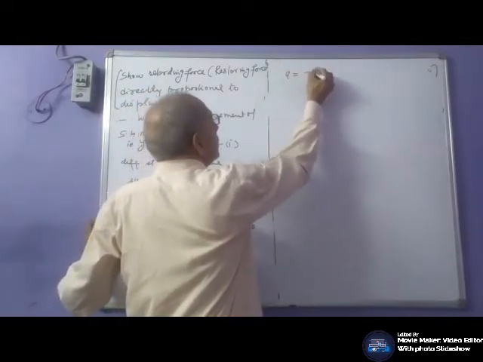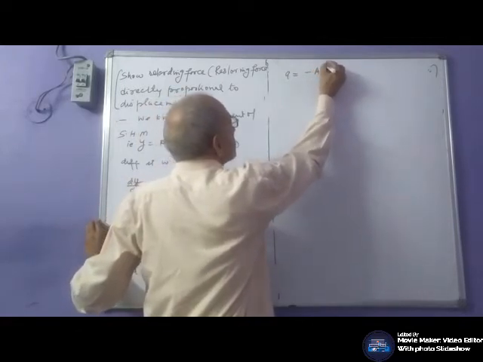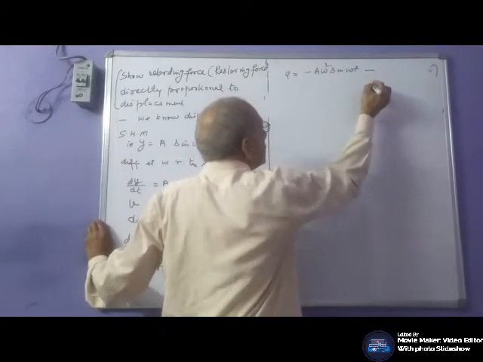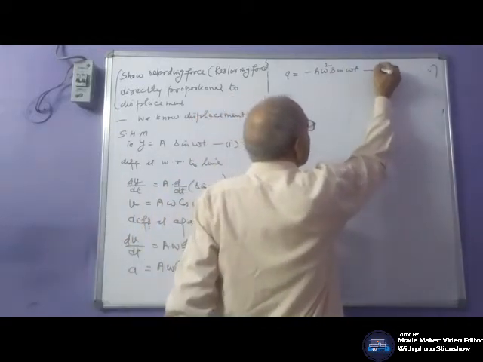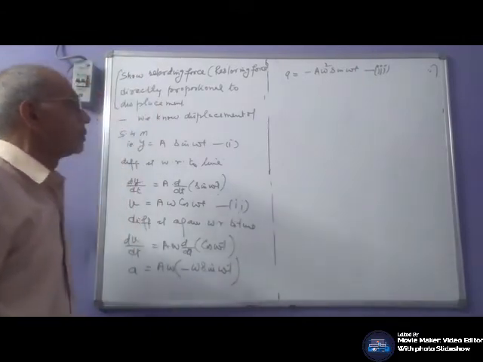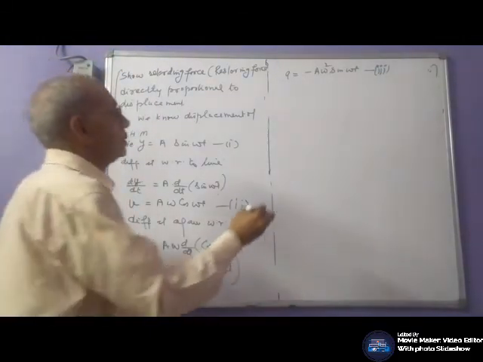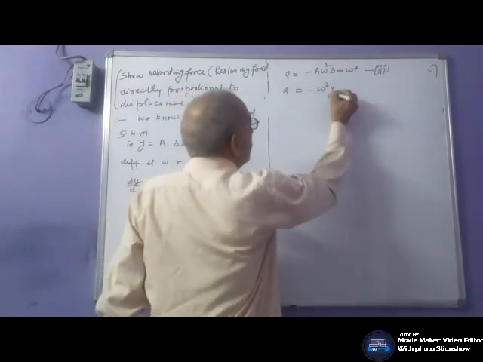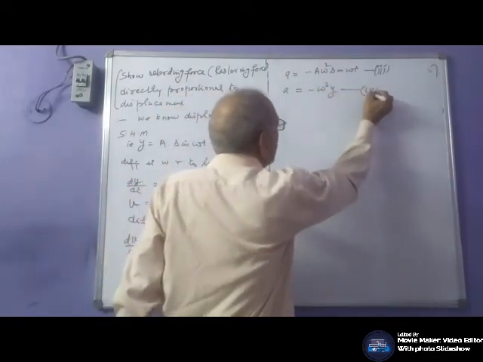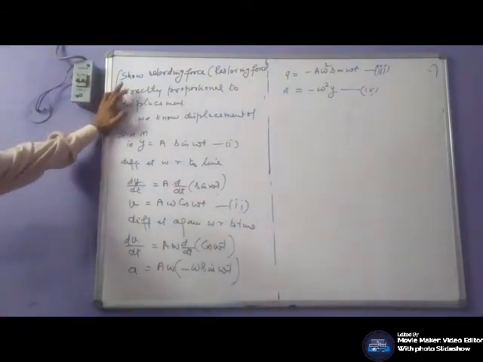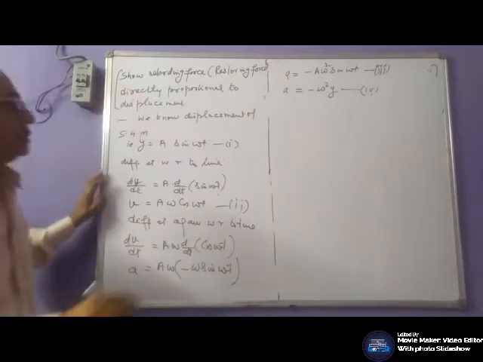minus A omega square sin omega t, third, minus omega square y, fourth. We have already done this. Now the question is force, restoring force, retarding force.